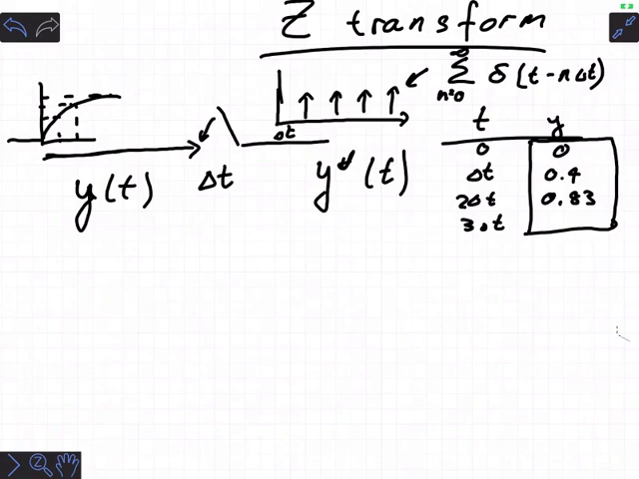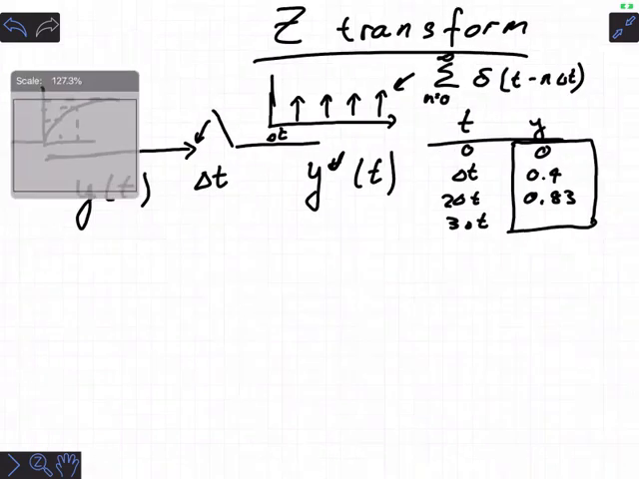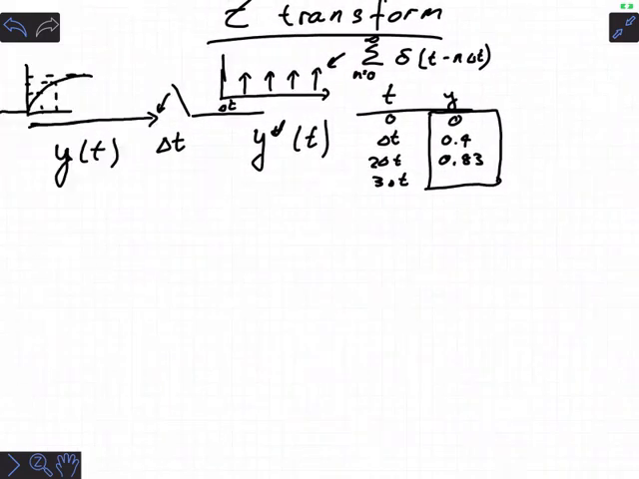Now, this is the mathematical fiction that we're doing: we're saying I can encode the value of the function by having the function evaluated at n delta t as the coefficient of that delta. So this is the formula that we come up with, the formula for f star of t.